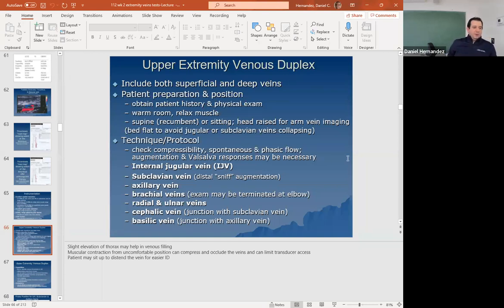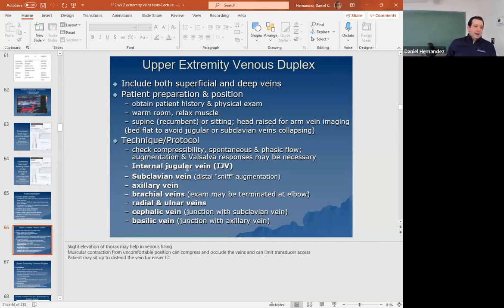In terms of the protocol, we're going to check compressibility and assess for spontaneous flow. Augmentation or Valsalva responses may also be necessary. We begin with the internal jugular vein. Compress again the length of the jugular vein. Transition to the subclavian vein. If possible, try and image the innominate. See if you can see the innominate dipping down. Try and image the subclavian vein in its entirety.